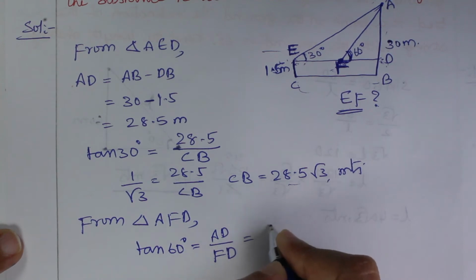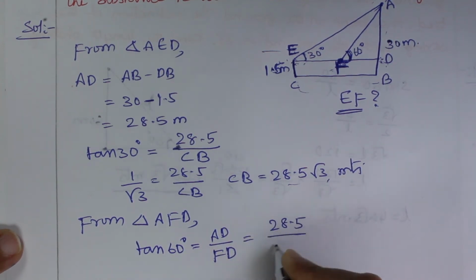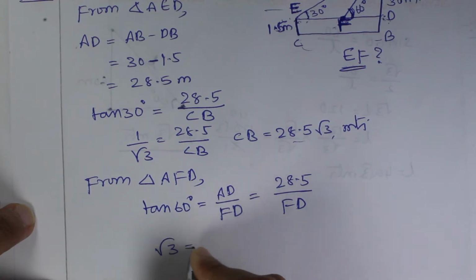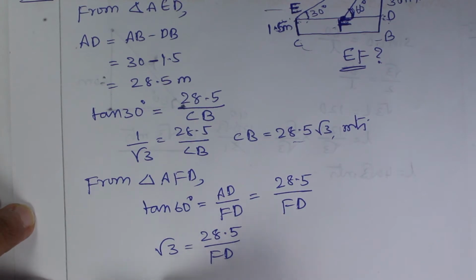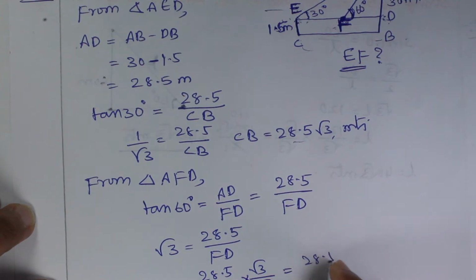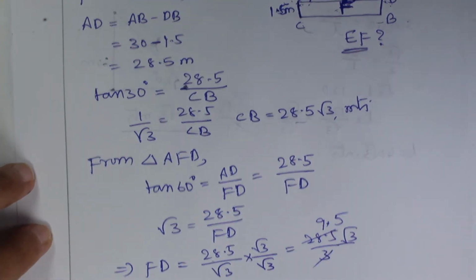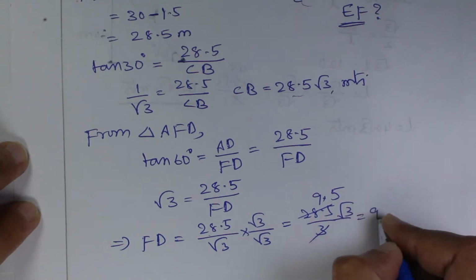Okay, AD is 28.5 meters divided by FD. Tan 60 degrees is root 3. So root 3 is equal to 28.5 divided by FD. That implies FD is equal to 28.5 divided by root 3. I am multiplying numerator and denominator with root 3. That is equal to 28.5 by 3 into root 3. 3 ones are 3, 3 nines are 27, 3 fives are 15. 9.5 root 3 meters.